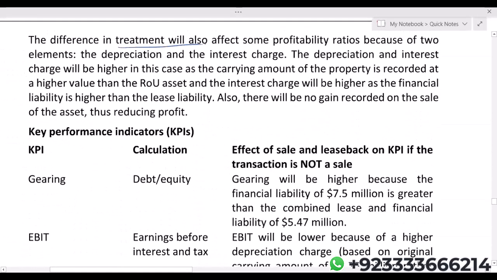The difference in the treatment will also affect some profitability ratios because of the two elements, the depreciation and interest charge. The depreciation will be higher as the carrying amount of properties is recorded at a higher value than right of use asset. And interest charge will be higher as the financial liability is higher than the lease liability. Also, there will be no gain recorded on the sale of the asset, thus reducing profitability.